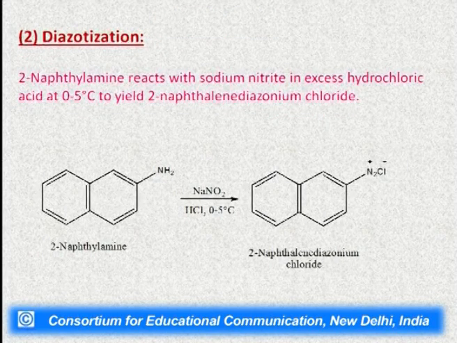Now comes the diazotization reaction of 2-naphthylamine. This 2-naphthylamine reacts with sodium nitrite in excess of hydrochloric acid at 0 to 5 degrees centigrade, or in ice, to yield 2-naphthalene diazonium chloride. Here we are getting diazonium chloride coupling at position number 2, since we already have the amino group present at the 2 position. So, substitution will take place at the same position.